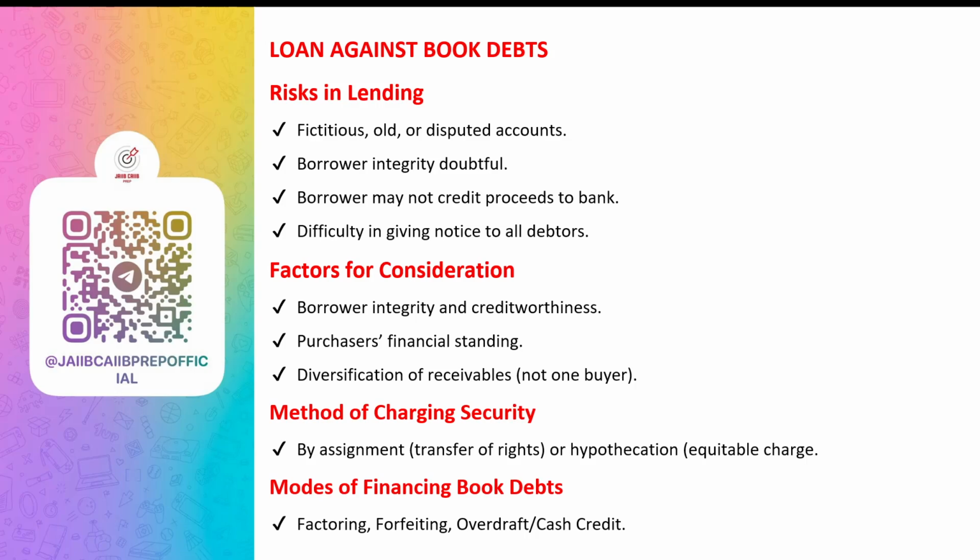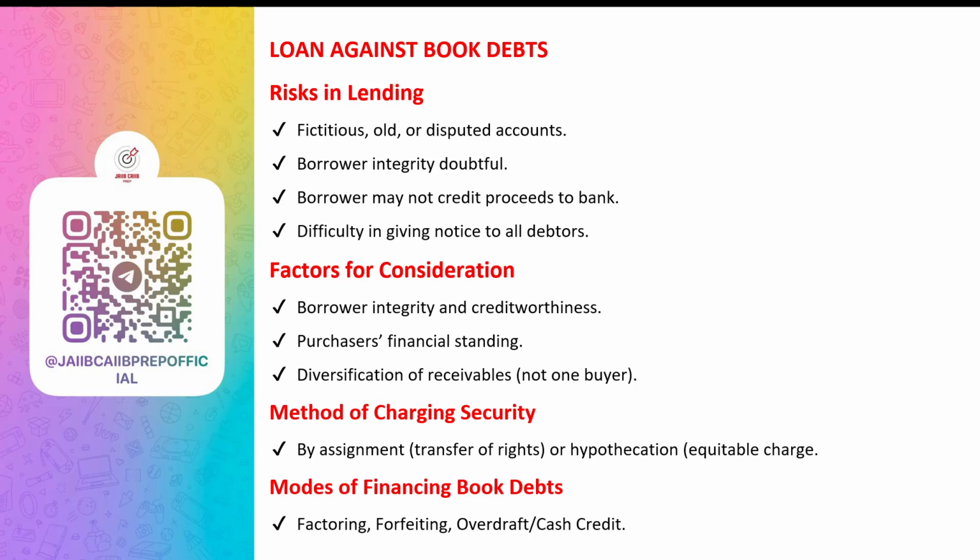There are two methods of charging security. Number one is assignment, and number two is hypothecation. By assignment, banks get the legal right to collect directly from the debtor, and when hypothecation is there, it creates only an equitable charge on receivables. The borrower continues to collect and must remit to the bank.